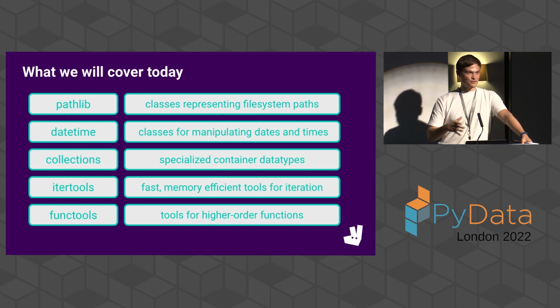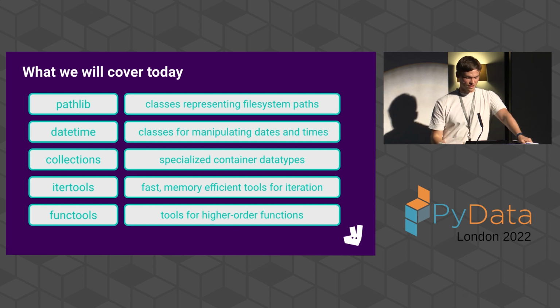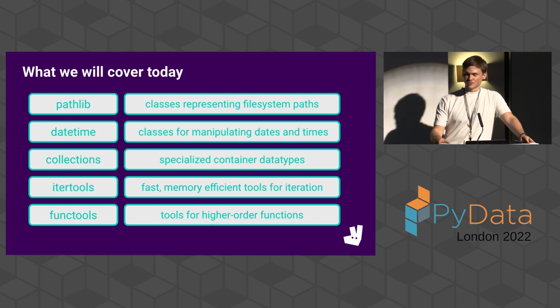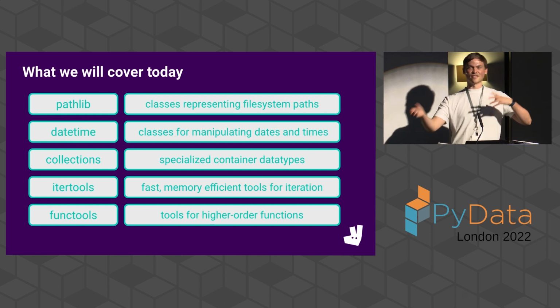Itertools helps you with iteration. It gives you building blocks to iterate in a smarter way or build new iterators from existing iterators. If you're not familiar with iterators, we'll get to that as well. And functools is tools for higher order functions. A higher order function is just a function that takes another function as an argument.